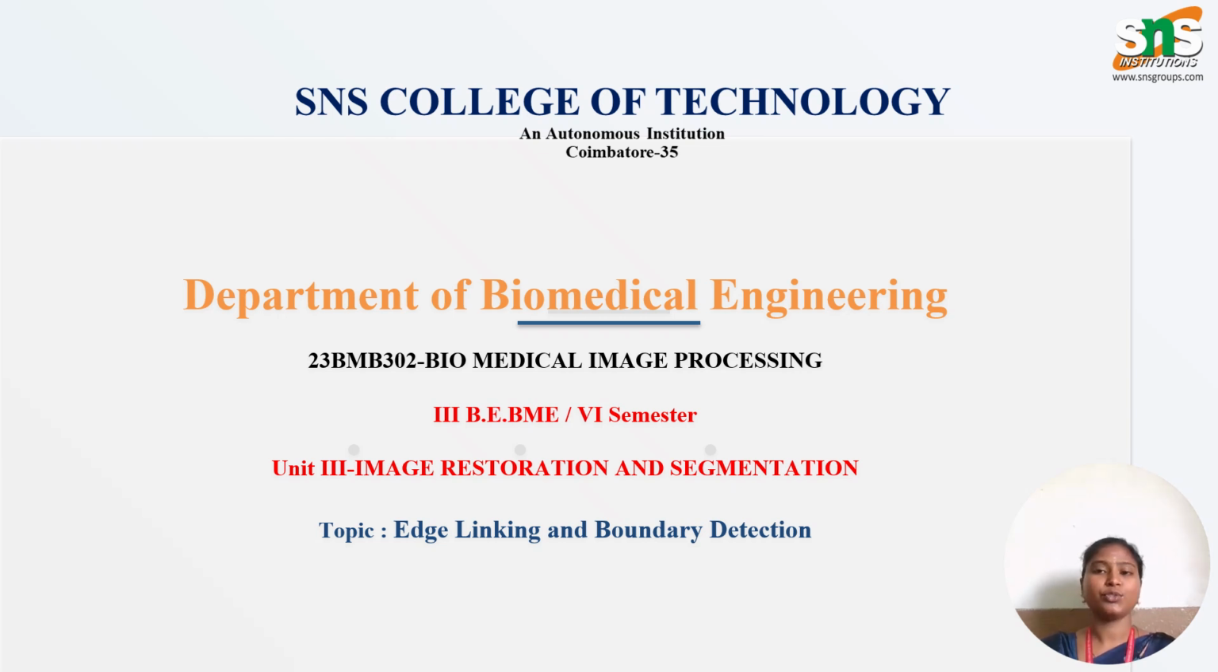Good morning, everyone. Today we are going to discuss an important topic in image segmentation called edge linking and boundary detection. In image processing, detecting edges is the first step. These edges are often broken, noisy, and incomplete. So our goal is to connect these edges into meaningful structures and identify boundaries of objects. This is especially important in biomedical images where we need accurate organ or tissue boundaries. Today we will understand how edges are linked and how boundaries are formed from them.